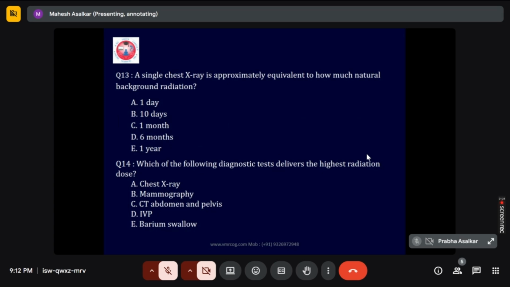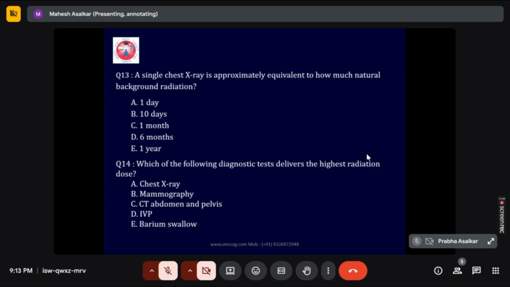Next question. Which of the following diagnostic tests deliver the highest radiation dose? A. Chest X-ray, B. Mammography, C. CT abdomen and pelvis, D. IVP, and E. Barium swallow. C. CT. Correct. CT abdomen and pelvis.